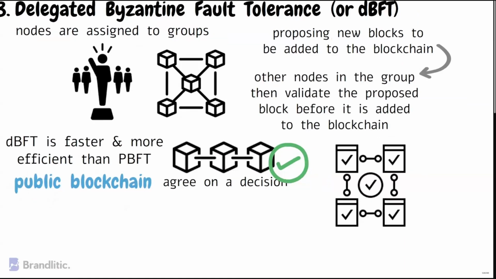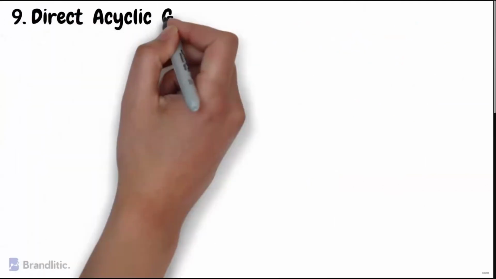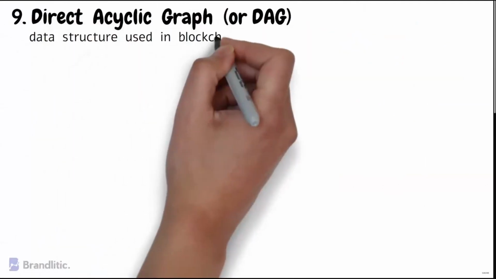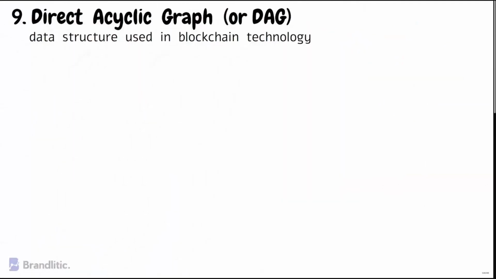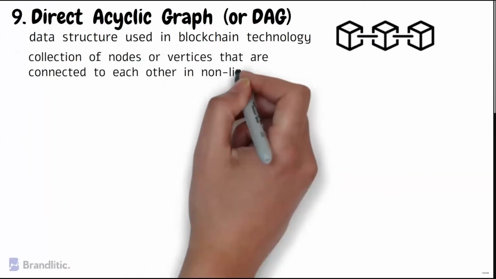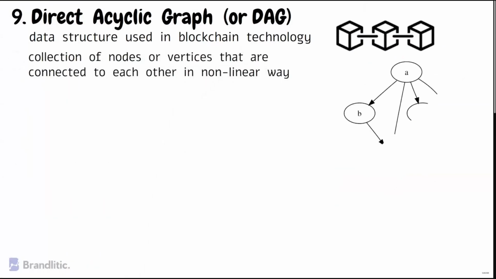Next, number 9, directed acyclic graphs or DAG. Now, directed acyclic graph or DAG is a data structure used in blockchain technology that differs from traditional blockchains, as unlike a linear chain of blocks, a DAG is a collection of nodes or vertices that are connected to each other in a non-linear way. Each node in a DAG represents a transaction and contains a reference to previous transactions, forming a directed acyclic graph.